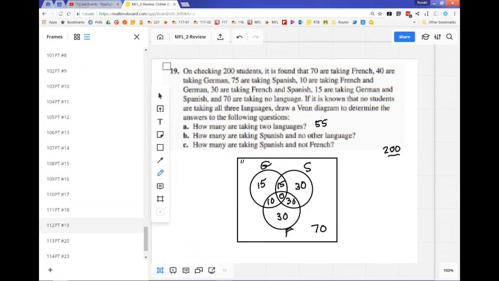Okay. How many are taking Spanish and no other language? That's the one that I... Okay, that's this right here. Oh, okay. Spanish and no other language. So you got to do the part that's only in the Spanish. So that would be 30. Okay. How many are taking Spanish and not French? 45. Yeah. Okay. So that would be number 19.